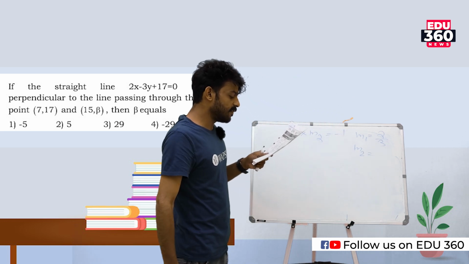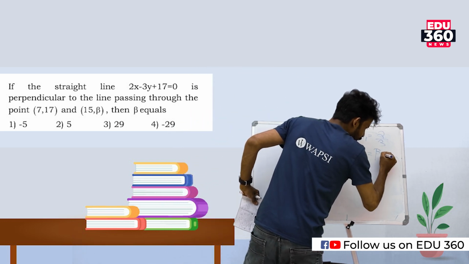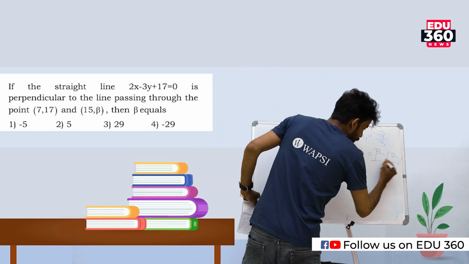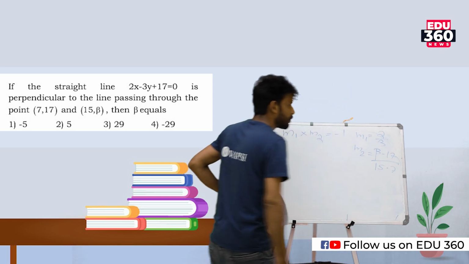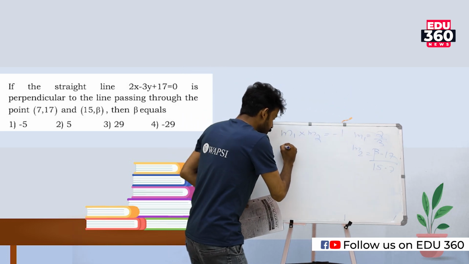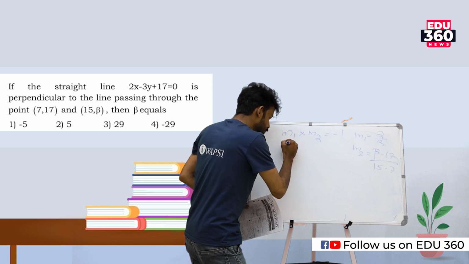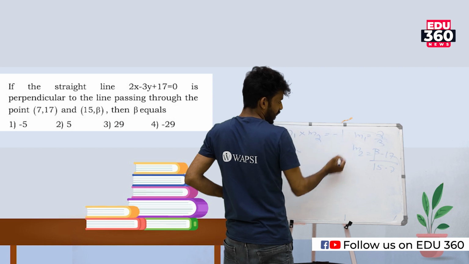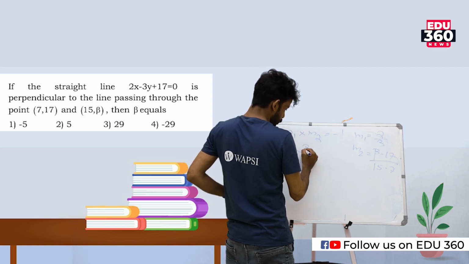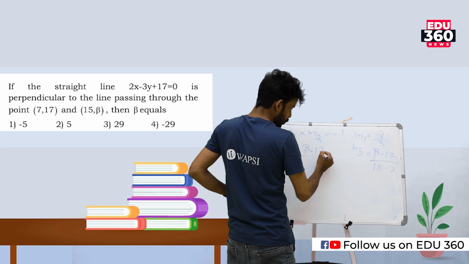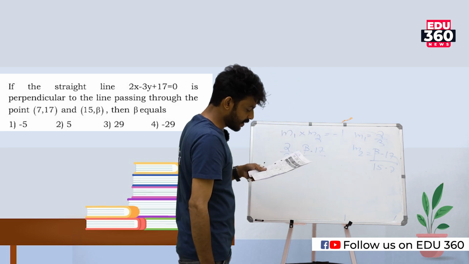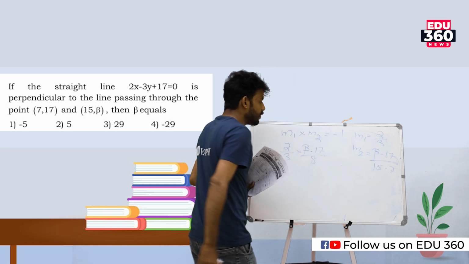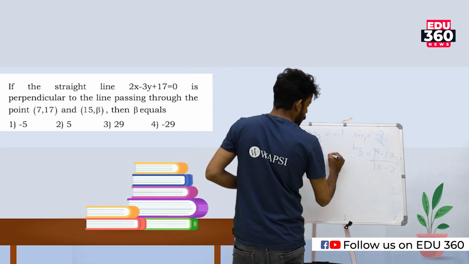The value of m2 is equal to beta minus 17 divided by 15 minus 7. So in the next step just substitute here: 2 by 3 into beta minus 17 divided by 15 minus 7, that is 8, is equal to minus 1.